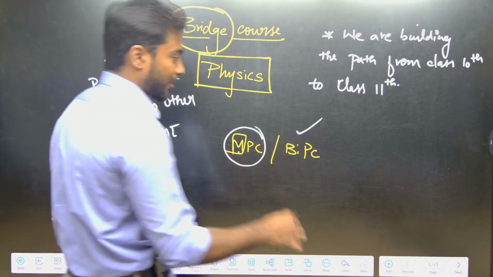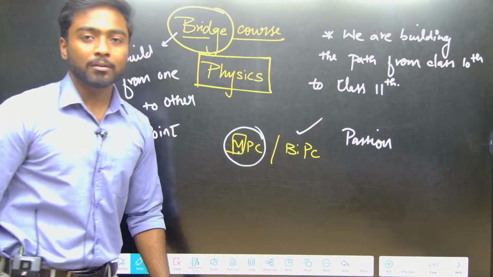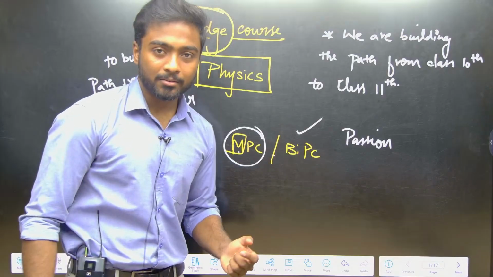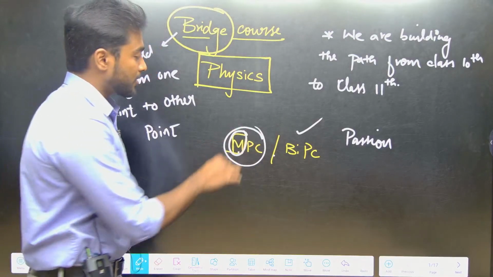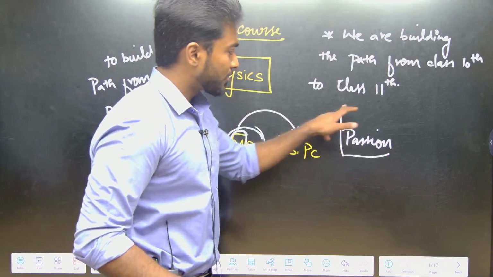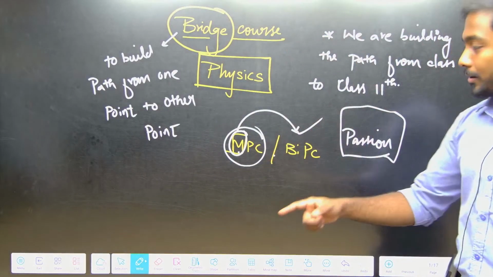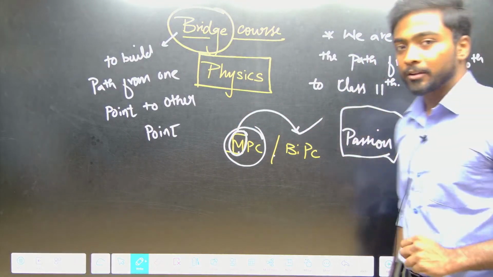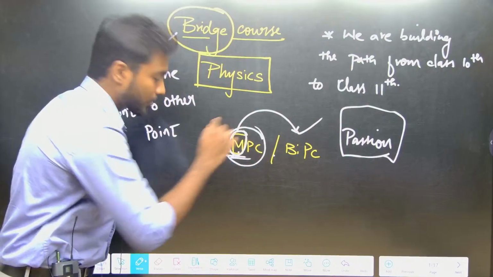Or else the second reason is passion. He has a passion to become a doctor, so he chooses BIPC. Or else he has a fear of the maths concept, so he chose BIPC. Obviously, those who have passion will learn, but I am helping those who have a fear of maths also. We will help in both aspects. When we are building the physics concept, I need to build with maths also.